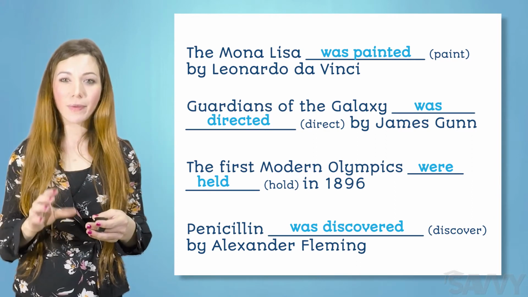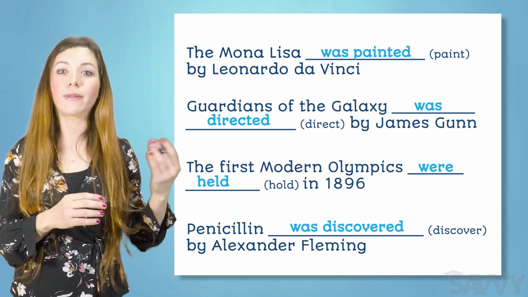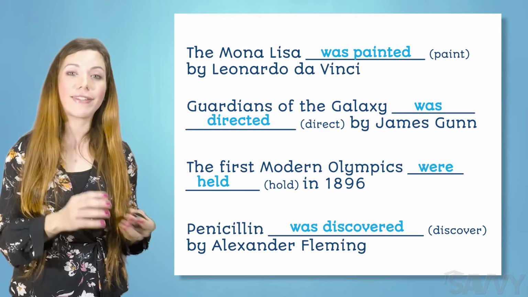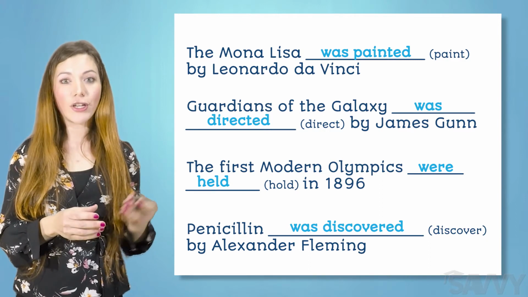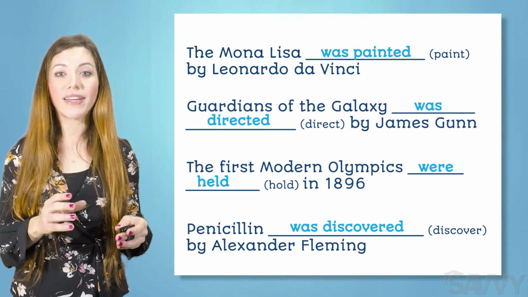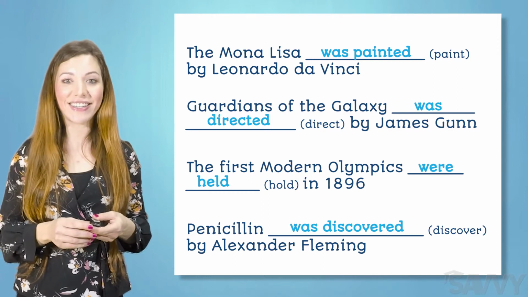Now this is very important. We need to take note of the subject, if it's in the plural or singular form, as the verb must match the subject. So if we look at the third example, the first modern Olympics were held in 1896.